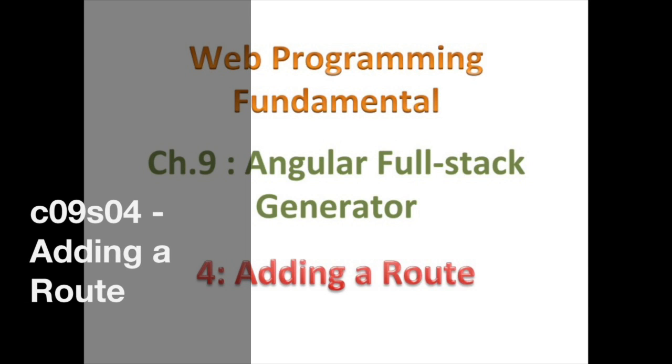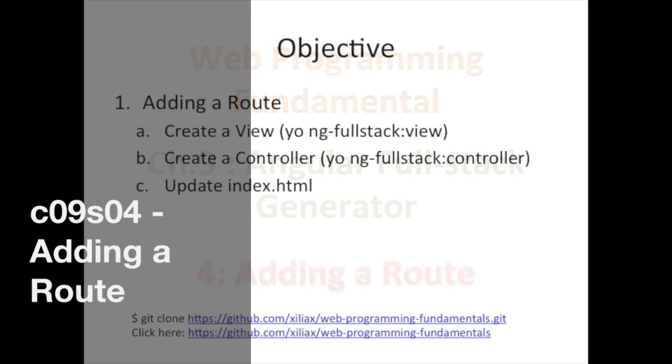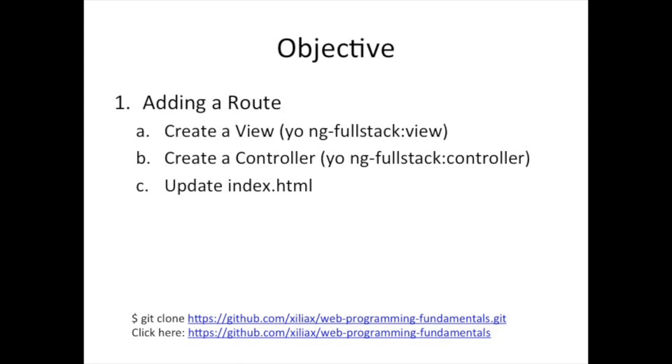So today we're going to be talking about how to add a route to our demo application that was generated with the Yeoman ng-fullstack generator. We're going to add a route by doing three things: one, create a view; two, create a controller; and three, update our index.html. So let's see how we do that. Let's look at the code.